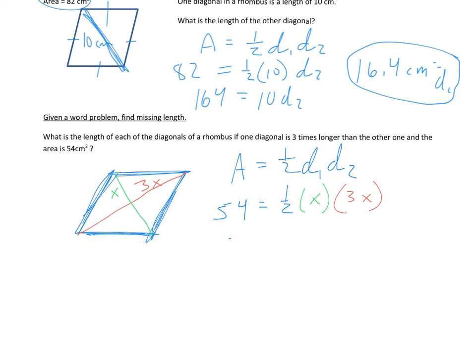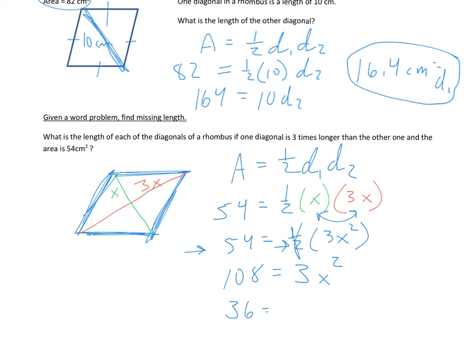So 54 equals 1/2 times, well, 3x times x is going to be 3x squared. Multiply both sides by 2. You get 108 equals 3x squared, right? When you multiply this side by 2, you get 108. Multiply this side by 2, that eliminates it. Divide both sides by 3. 36 equals x squared. And then you take the square root of both sides.